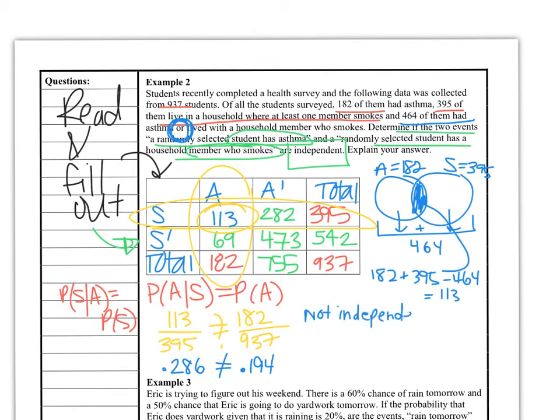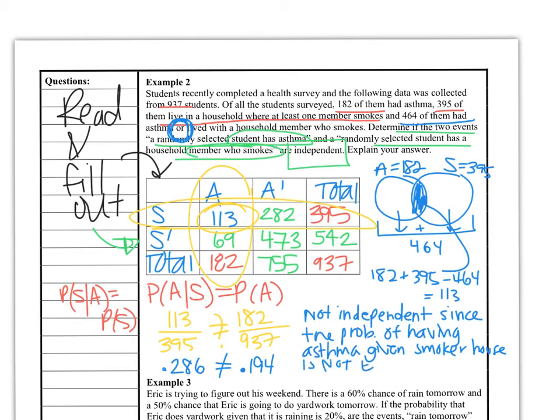So what we're pretty much concluding is that if you are living in a smoker household, you are likely going to have asthma. So not independent, since the probability of having asthma given smoker household is not equal to the probability of just having asthma.